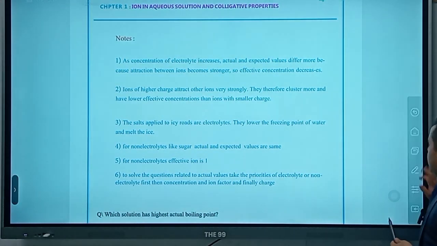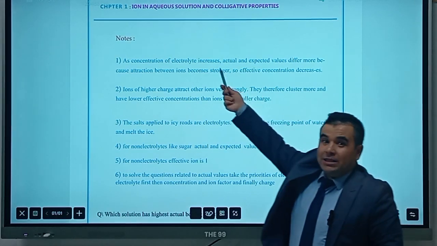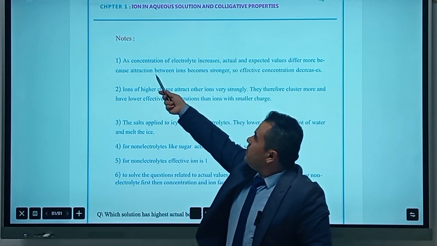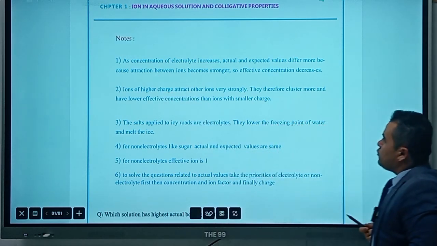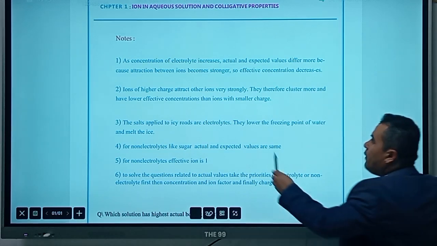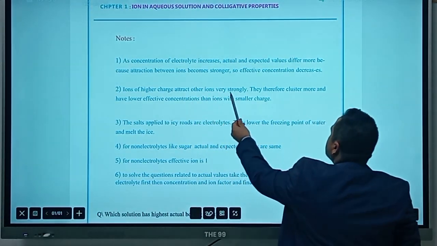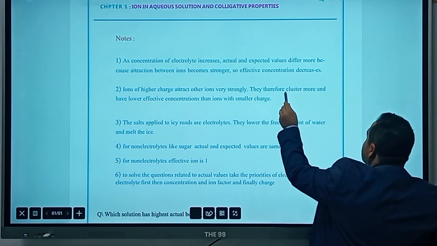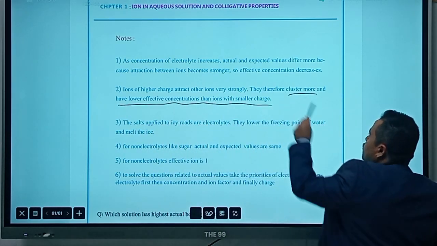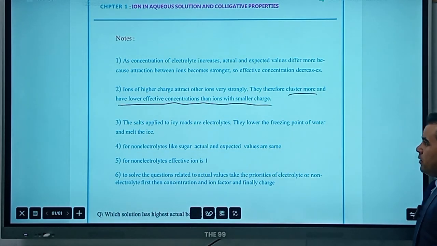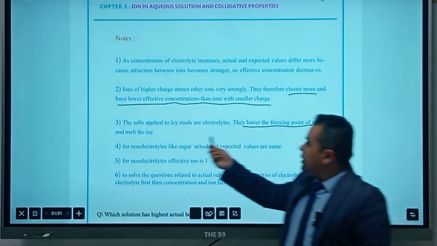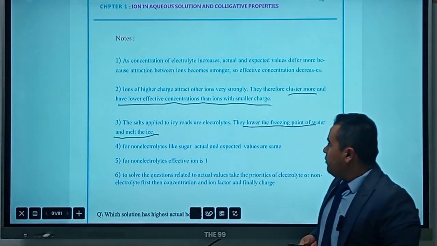Guys, we have some notes. As the concentration of electrolyte increases, the differences between actual and expected values become smaller, because the attraction between ions becomes stronger, so the effective concentration decreases. Ions of higher charge attract other ions very strongly. They therefore cluster more and have a lower effective concentration than ions with smaller charges. The salt applied to icy roads are electrolytes. They lower the freezing point of water and melt the ice as well.